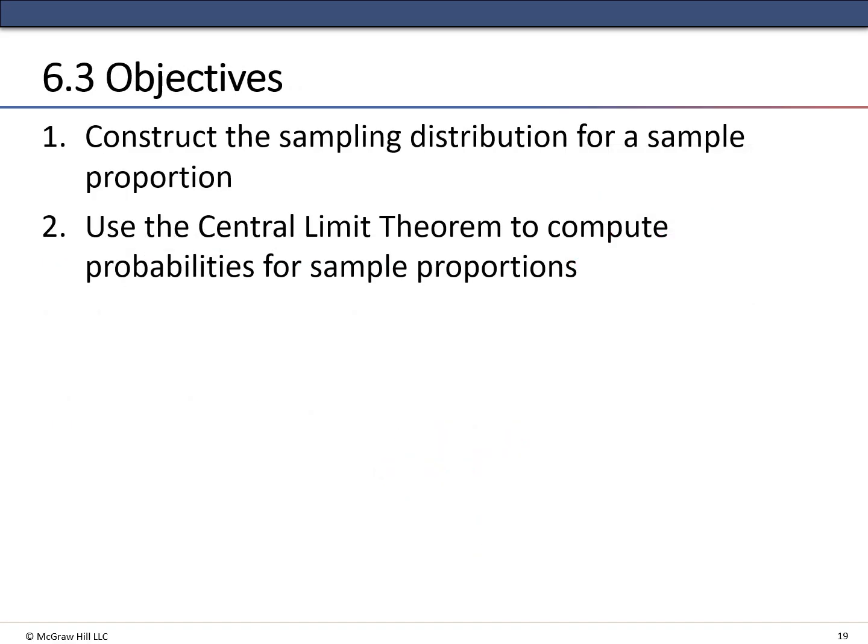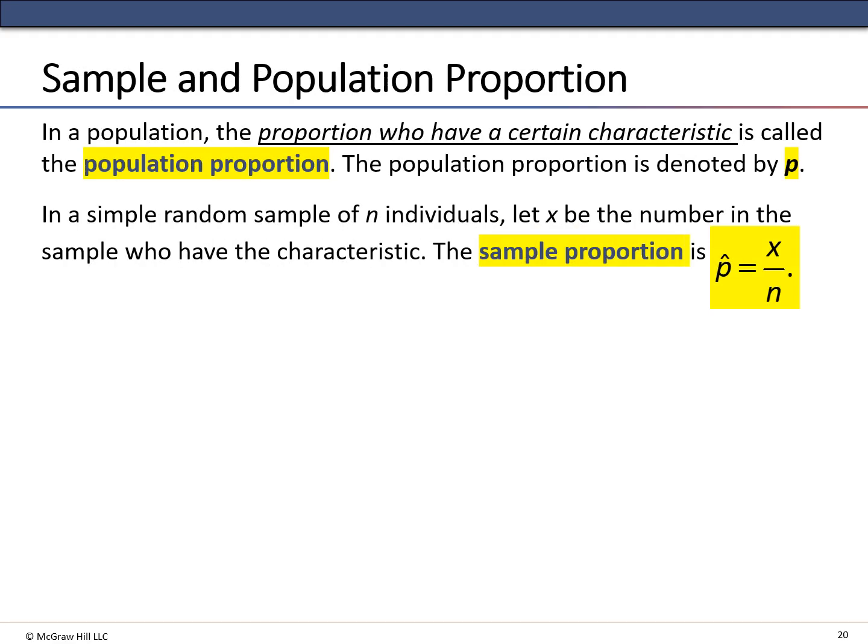In 6.3, and this time we're covering two sections, you might want to pause here and come back to this later. But in 6.3, we're going to construct the sampling distribution for a sample proportion and then compute probabilities as well. So this is like the sample mean, but now we're doing proportions.